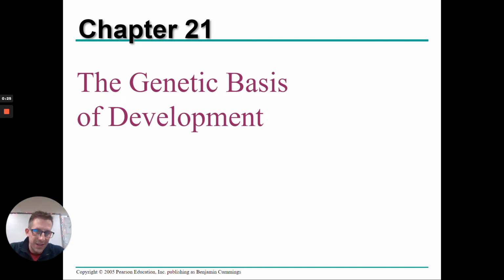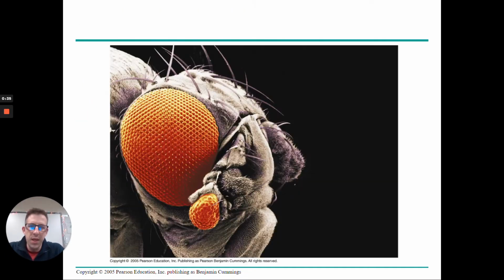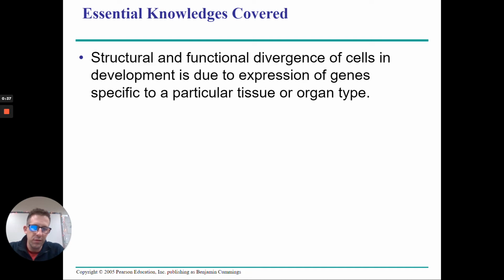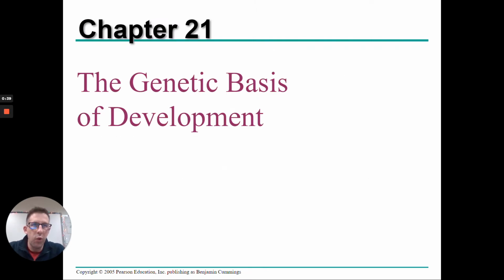Chapter 21 is entitled The Genetic Basis of Development, and the reason I've chosen to put chapter 21 here is because what it actually gets down to is what happens, sorry, I'm kind of going out of order there, is what happens when the zygote gets fertilized, okay? Or the egg gets fertilized to create a zygote.